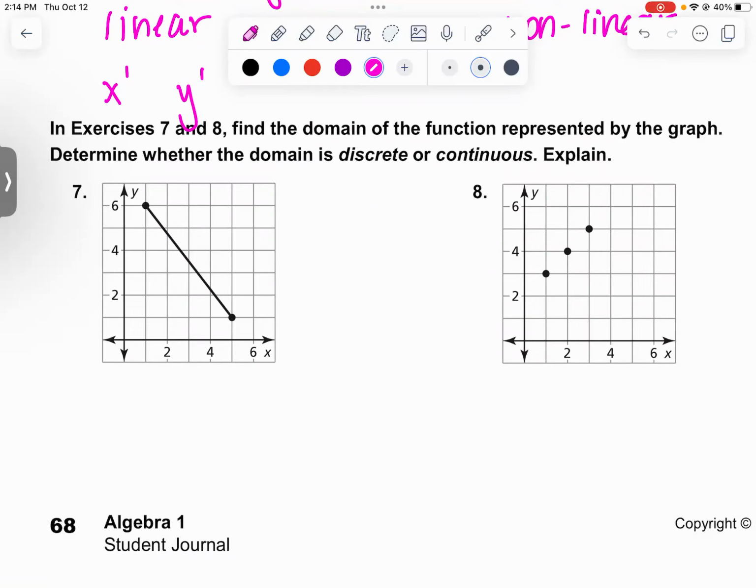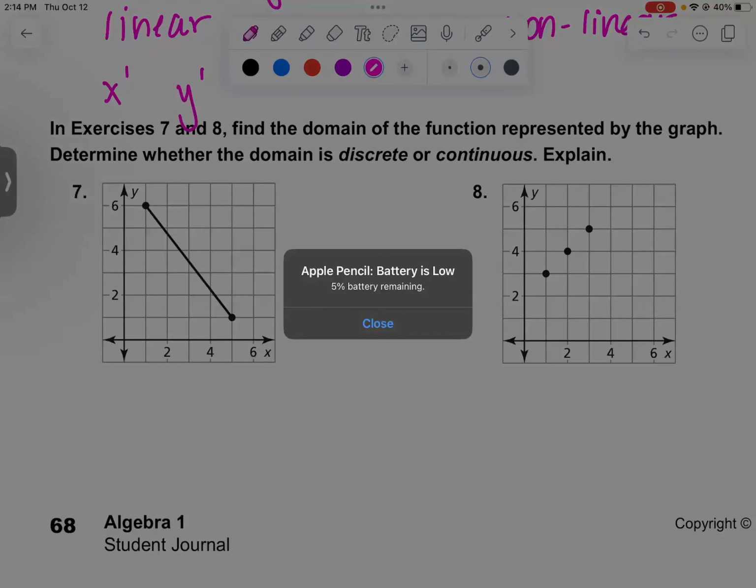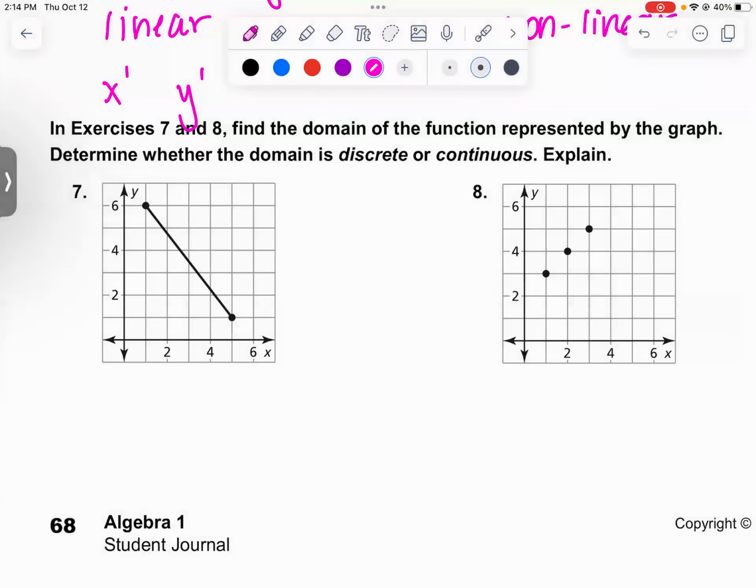Kyron, I need you to tell me which one of these is discrete and which one of them is continuous. The continuous one would be number 7, and discrete would be number 8. Harry, how does he know? I don't want you to tell me. I want Harry to tell me.